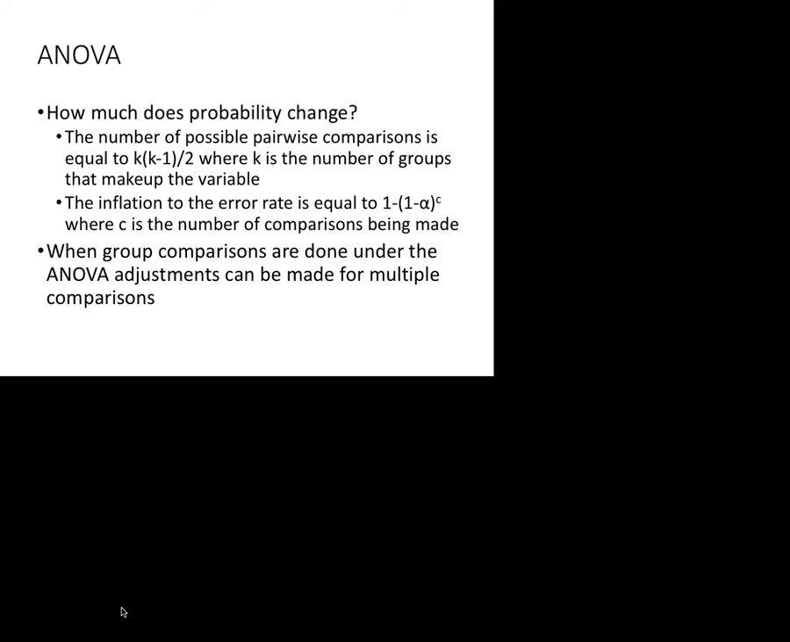We first have to answer the question, how many possible comparisons will you be making? And to answer that, we take k times k minus 1 divided by 2. And so let's say we have 3 groups. It'd be 3 times 2 divided by 2 is 3, right? And so if we have 3 groups, we can compare group 1 with group 2, group 1 with group 3, and group 2 with group 3. That's it, right? It's 3. If we have 5 groups, it's 5 times 4 divided by 2, and we'd have 10 comparisons, right?